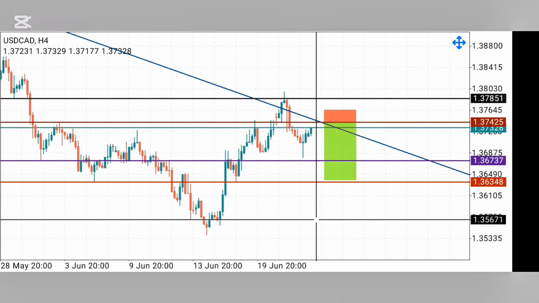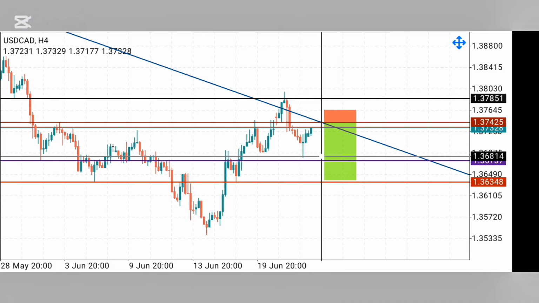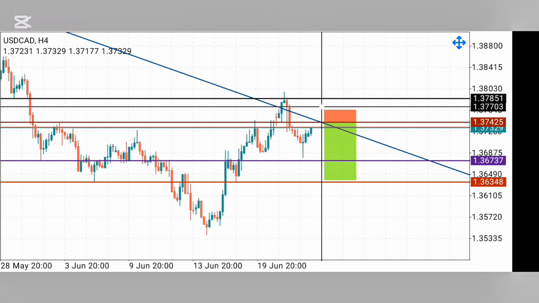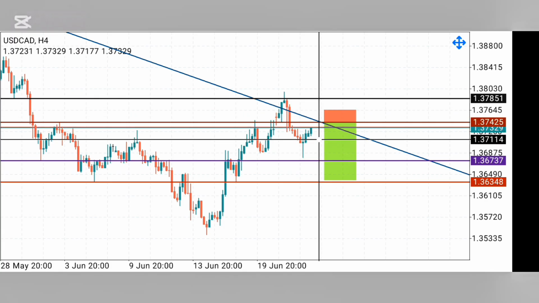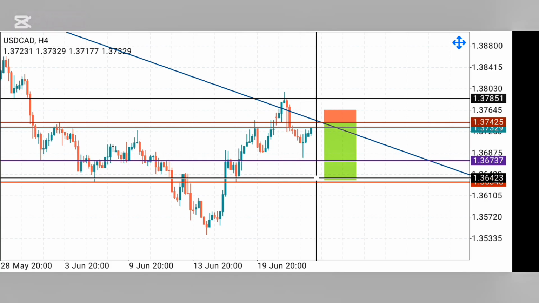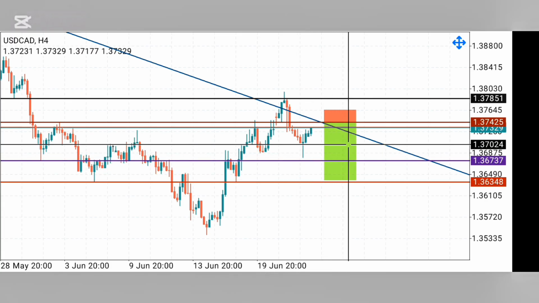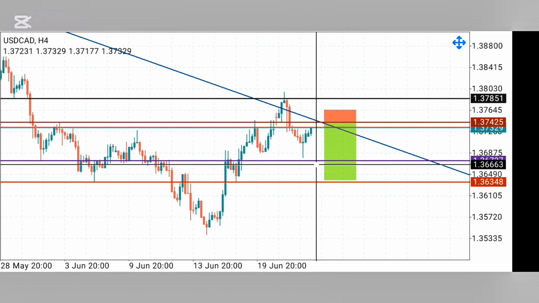That's the next level. So I'll be placing a sell limit order somewhere here, place my stop loss somewhere here, and targets here. At least this trade should be giving me a minimum of 1:3 and above.